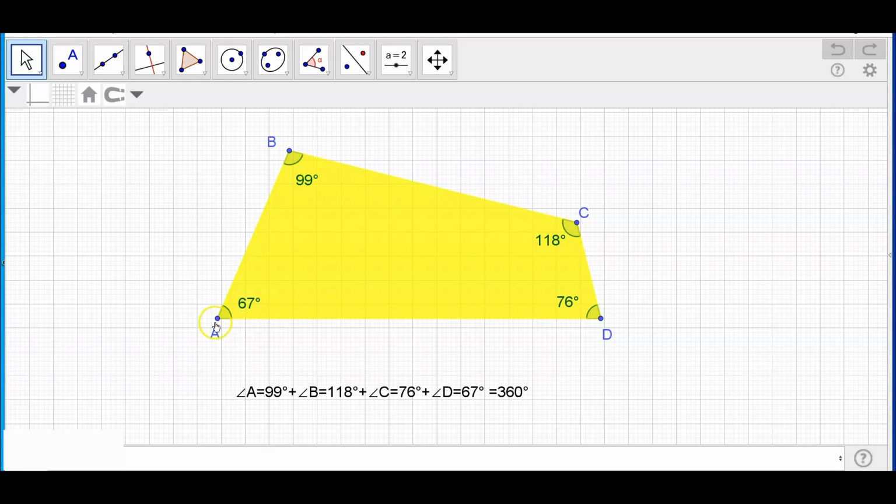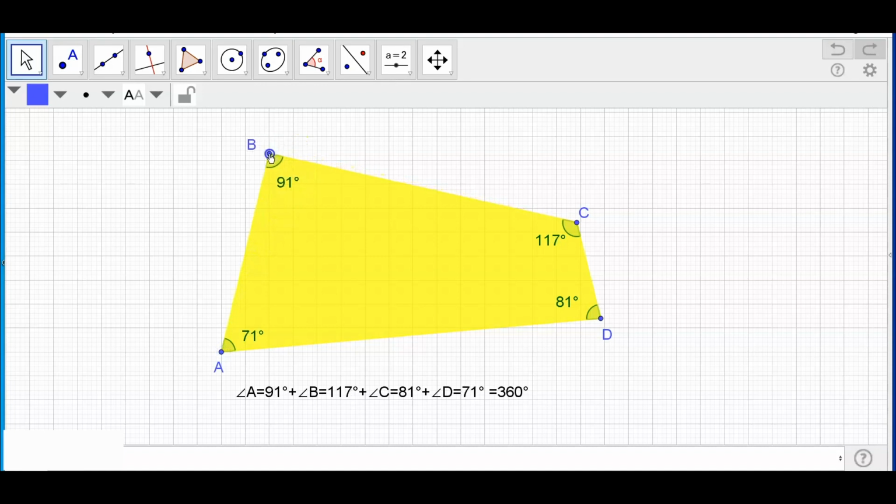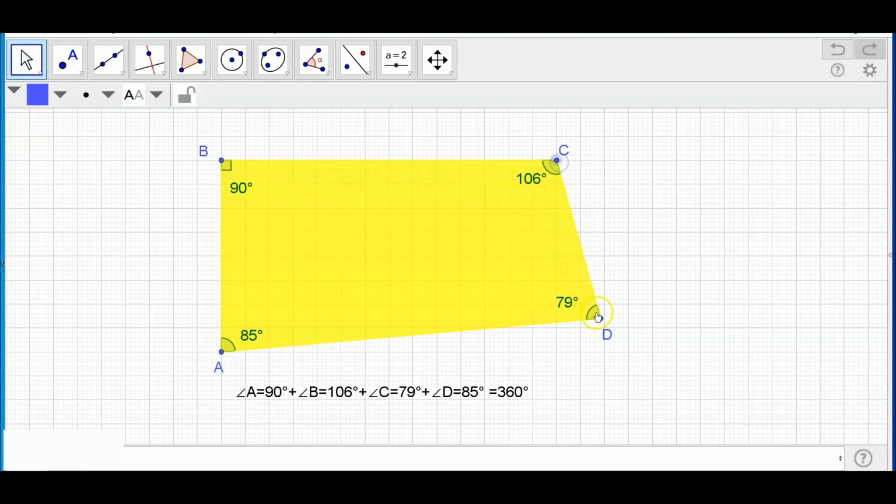So, if I change the shape of this quadrilateral, will the sum of the interior angles remain 360 degrees or will it change? So, let us go and see now. Now, I am trying to change the shape of this quadrilateral. You can see the interior angles are definitely changing. But can you see that the sum is still remaining 360 degrees only? So, let me see how I can further change this.